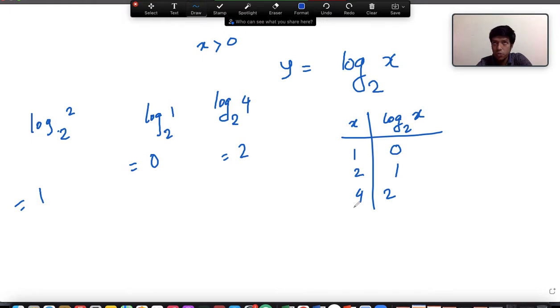Let's say we want to put in a value like 8. So x equals 8, and we calculate log base 2 of 8. 2 to the power what equals 8? 2 to the power 3 equals 8, right? So that means this equals 3. Now, how do we construct the graph of it?